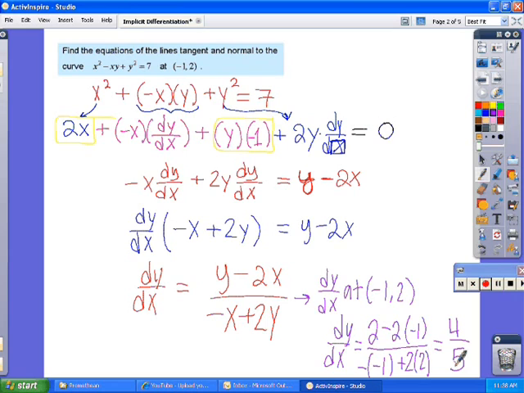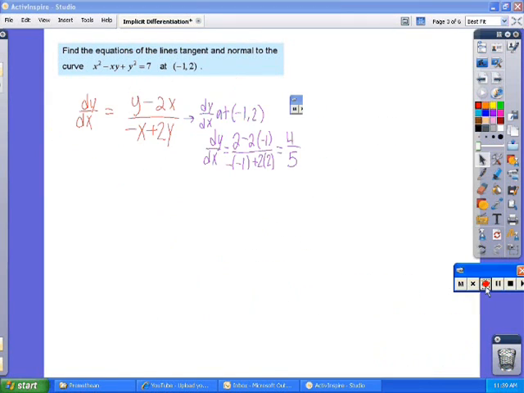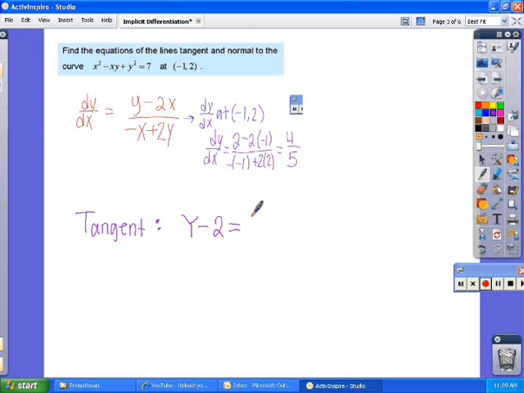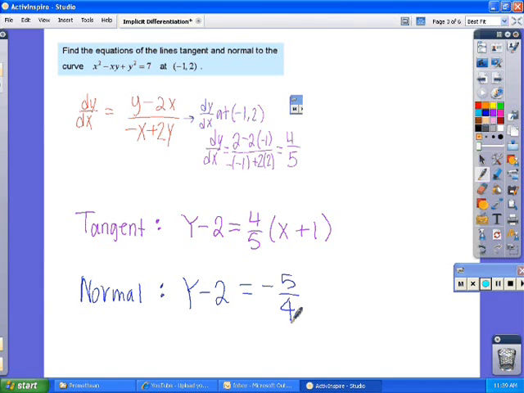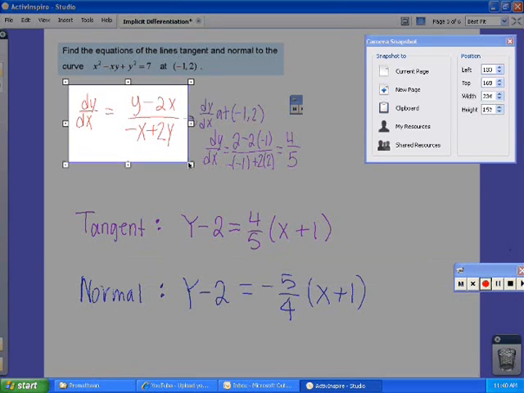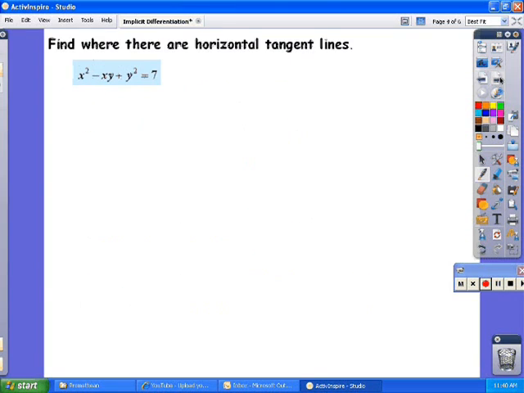Therefore, using what we just found, the equation of the tangent line would look like y minus 2 equals 4/5 times x minus negative 1, so it turns into a plus. And then the normal line looks almost exactly the same, but now I use the opposite reciprocal for the slope. And there you have it, your tangent and normal lines. What I am going to do is use the derivative that we have right here, and I'm going to need it for the next problem.